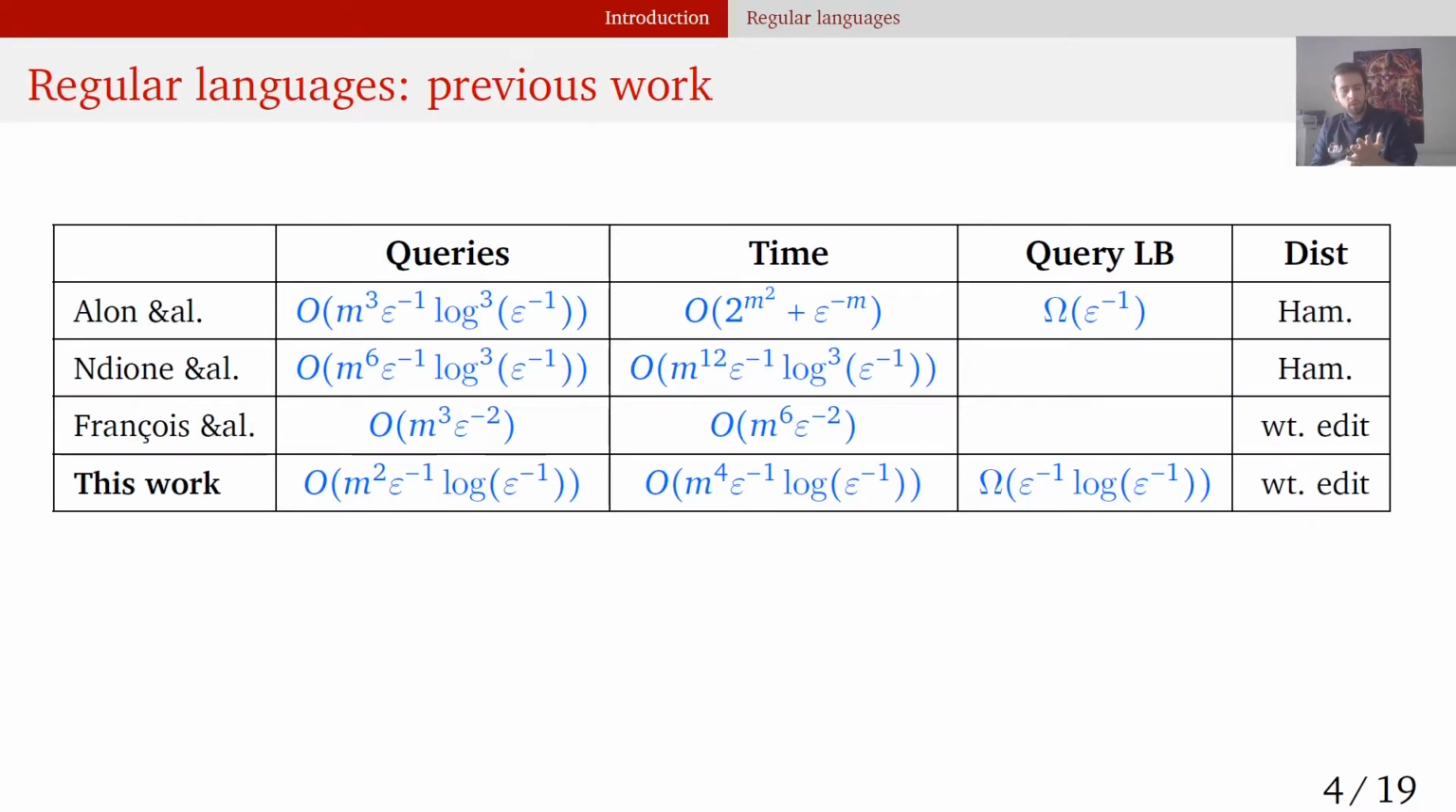This problem was first studied by Alon et al. in 2001, and they showed a surprising result. Actually, this is possible with a number of queries which does not depend on the length n of the input. It only depends on m and epsilon. The number of queries that the algorithm makes is m cubed times 1 over epsilon times log 1 over epsilon to the 3. And the runtime of the algorithm is exponential in the size of the automaton. They also proved a 1 over epsilon lower bound on the number of queries that such an algorithm makes. And the algorithm works for the Hamming distance.